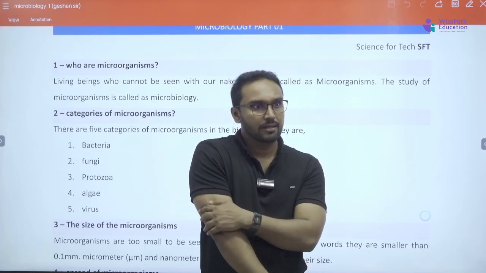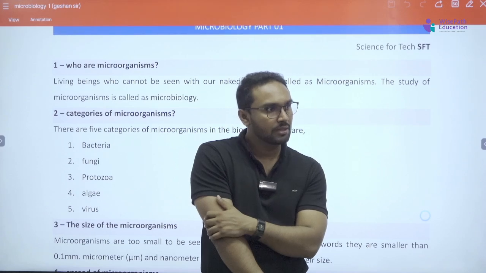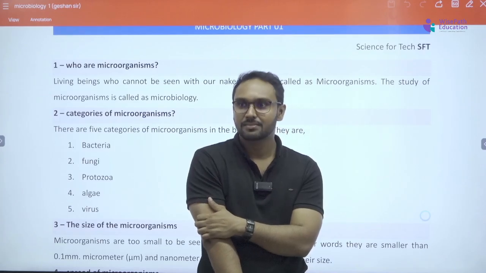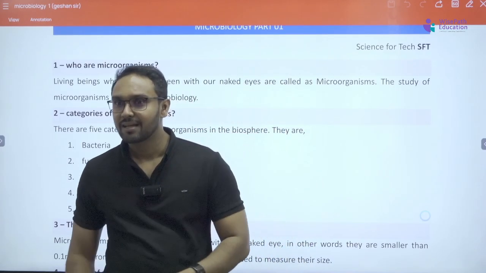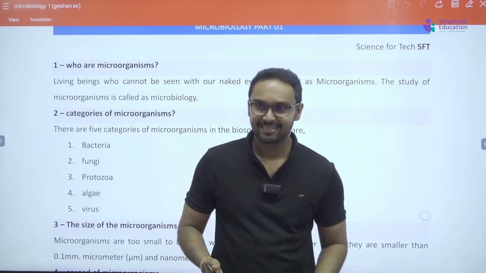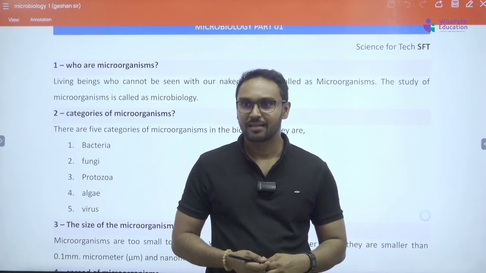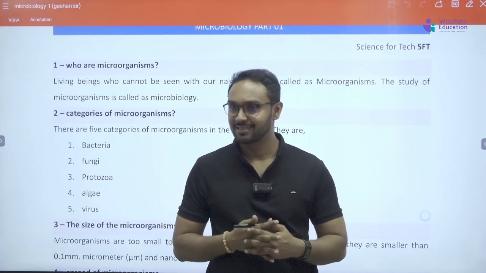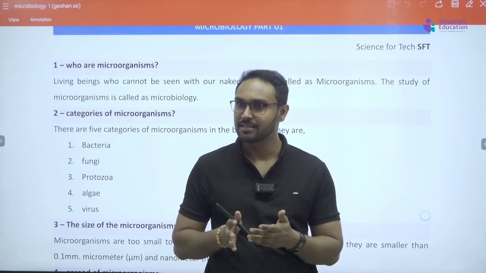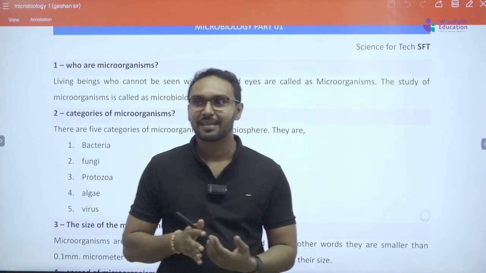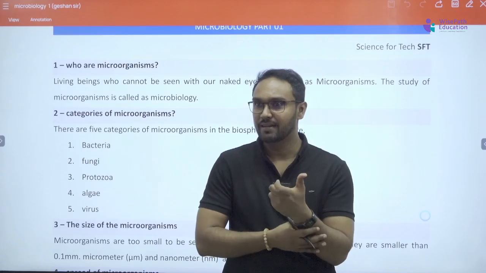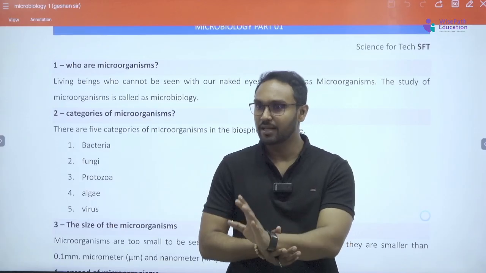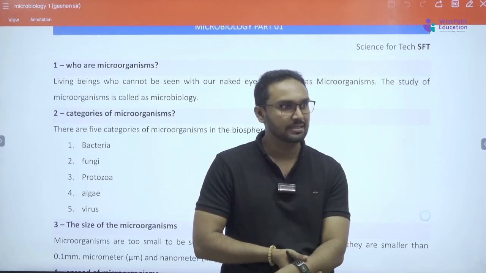So when it says cannot be seen through the naked eye, what does it mean? Does it have a meaning? Does it have sort of a size? There's a size that we can see, and there's a size that we can't. There's an exact size that we give as a measurement: less than this size you can't see, and more than this size you can see.